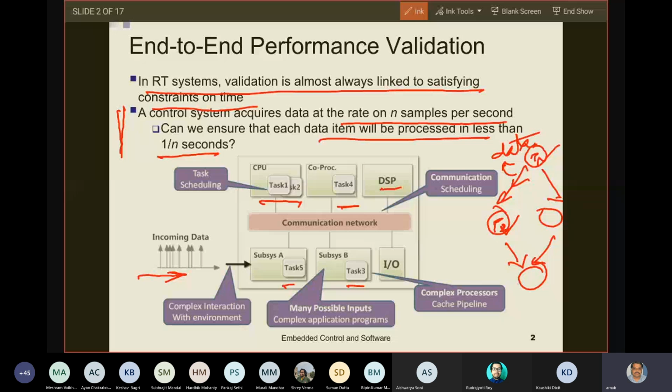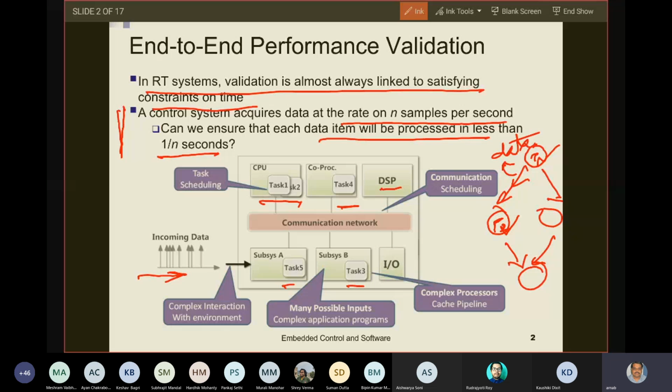Now, how can buffers help? Suppose you are receiving data at the rate of 1 by n seconds, and on an average you process the data within less than 1 by n seconds, but sometimes you overshoot and take more than 1 by n seconds. For those cases, your previous computation may not have completed, so your next instance cannot start. This task is executing every 1 by n seconds, so the next instance of the task can only start after the previous instance has ended.